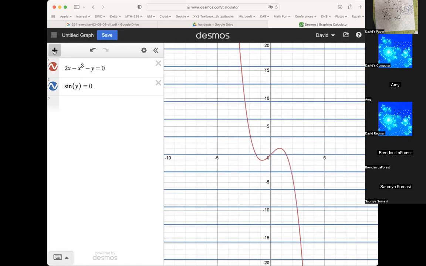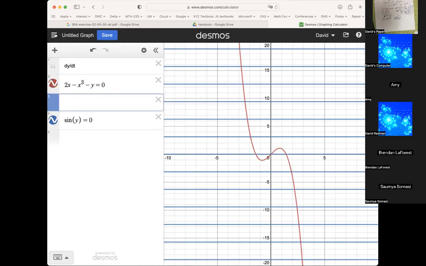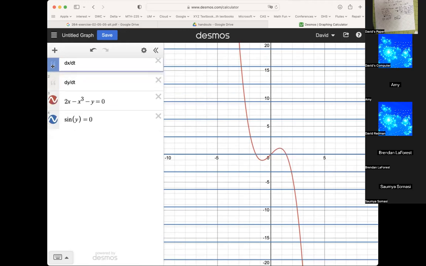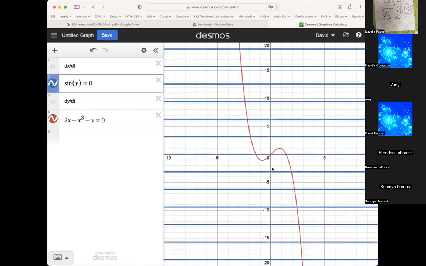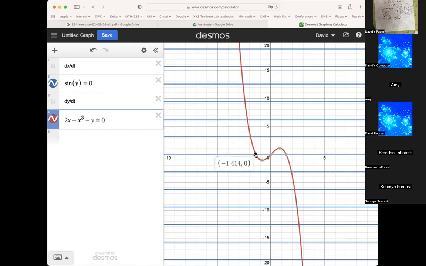Now remember, this right here is dy/dt, and this right here is dx/dt. So your first responsibility is to search for equilibrium points. Those are places where dx/dt and dy/dt are both zero. dx/dt was sine y, dy/dt was 2x minus x cubed minus y. So where are both of these zero? Where they intersect? And I can see that there are infinitely many places that these two curves intersect.